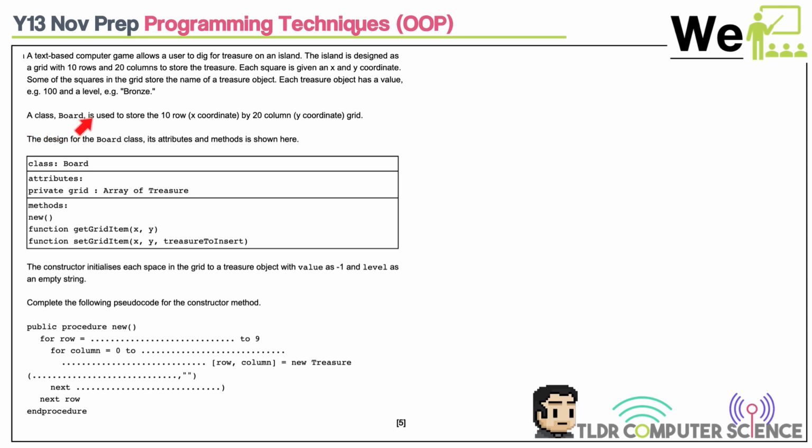A class board is used to store the 10 rows by 20 columns. So you see in here, that's what we've got. The design for the board is attributes and methods shown here. So you've got a grid, which is this array, and then you've got set grid items and get grid items. Okay, and the attribute is private, so you can't get it.